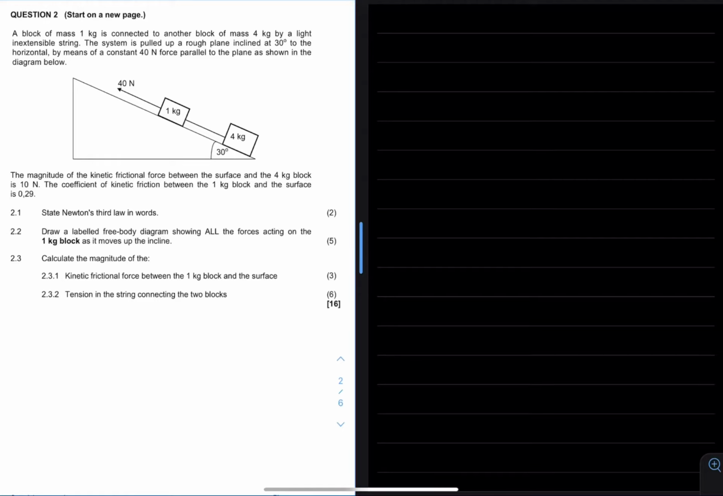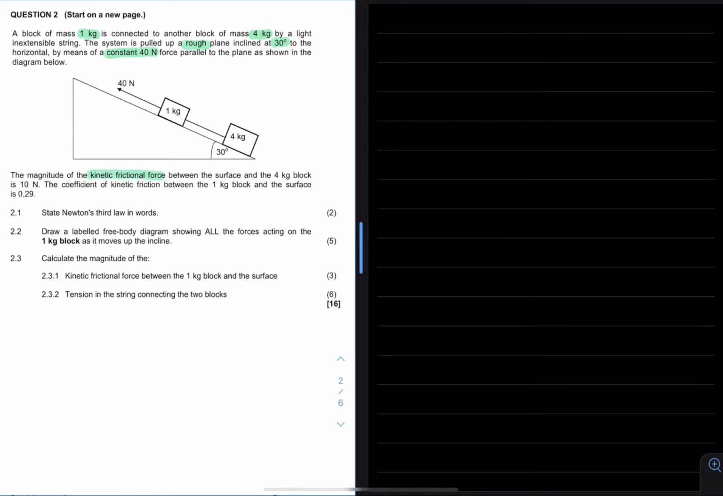In the next exam question, we have a block of 1 kilogram which is connected to another block of 4 kilogram by a light inextensible string. The system is pulled up a rough inclined plane at 30 degrees to the horizontal by means of a constant force of 40 newtons.